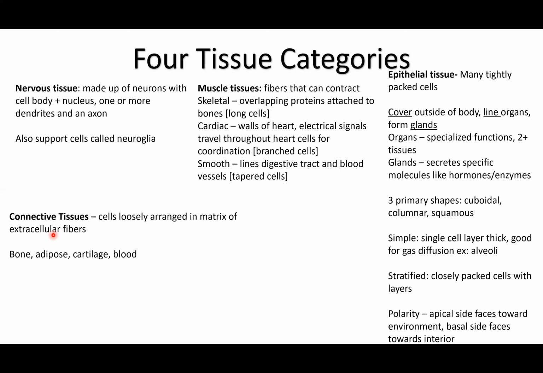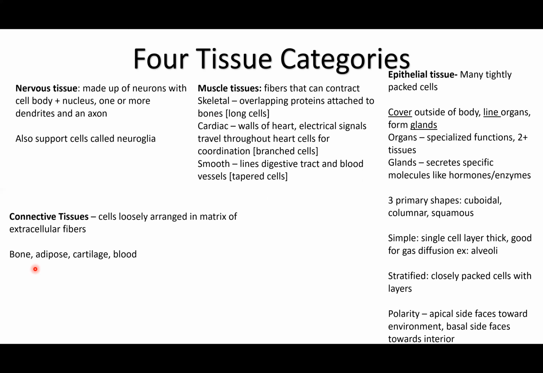Next, we talked about connective tissues, which are where cells are loosely arranged in a matrix of extracellular fibers. These fibers can vary across the 4 main types that we talked about: bone, adipose tissue, cartilage, and blood. And in the book, it broke it down by loose, dense, supporting, and fluid.